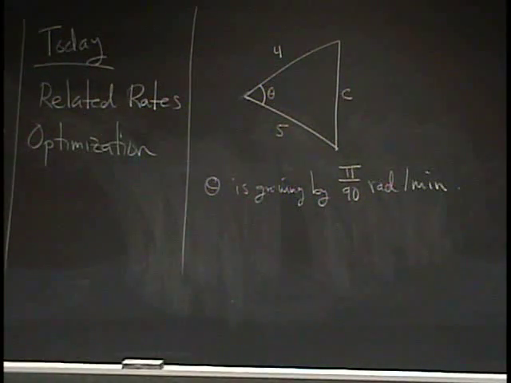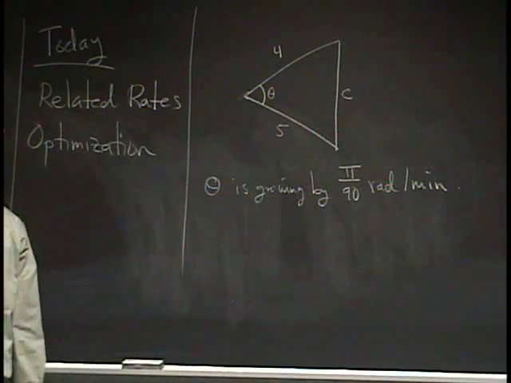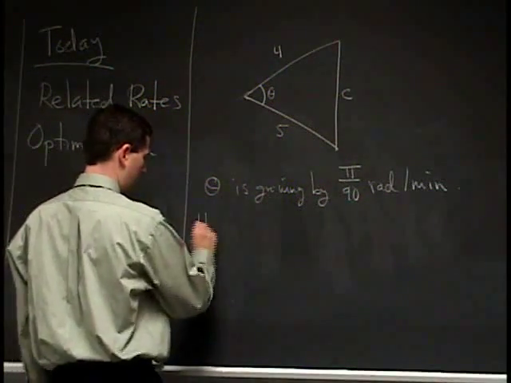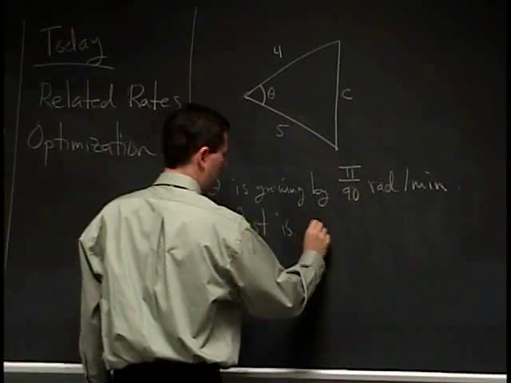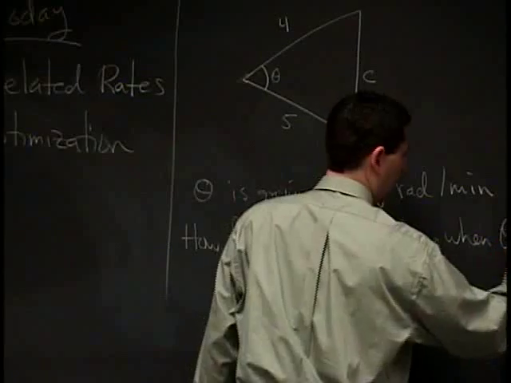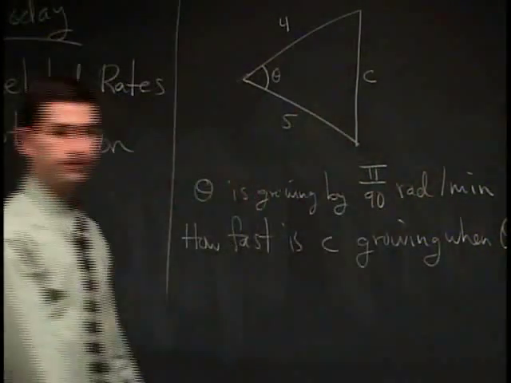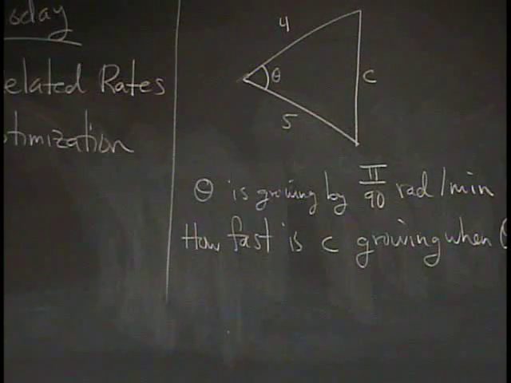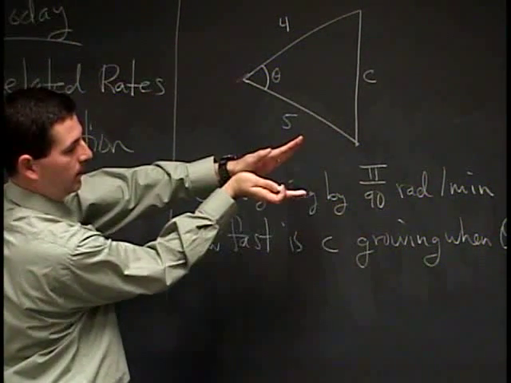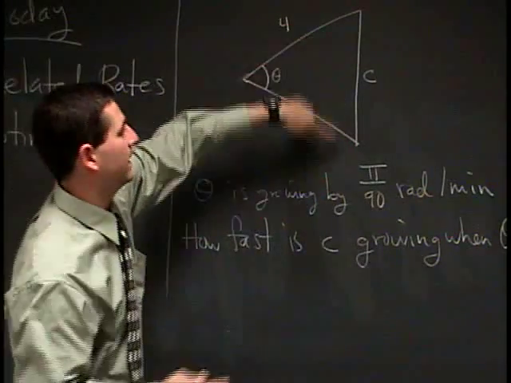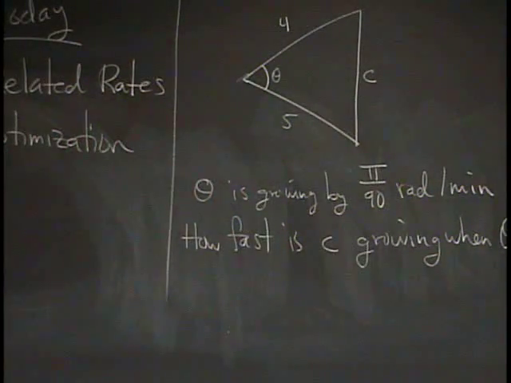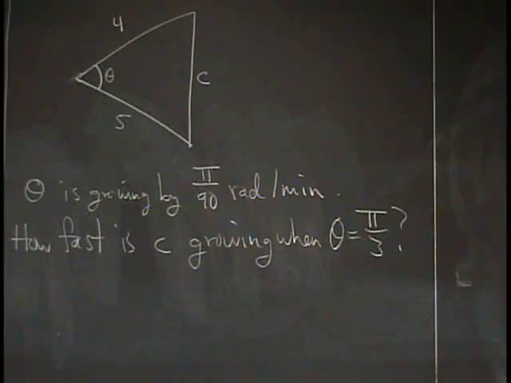Pi over 90, that's 2 degrees. And my question is, how fast is C growing when theta equals pi over 3? So theta is growing pi over 90 radians per minute, so it's growing very slowly. And then as theta grows, this side length C grows, and you can ask exactly when theta gets to be pi over 3 radians, exactly how fast at that point in time is C growing.